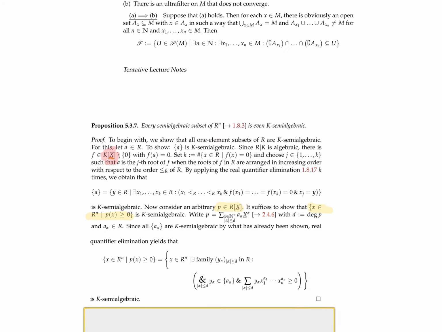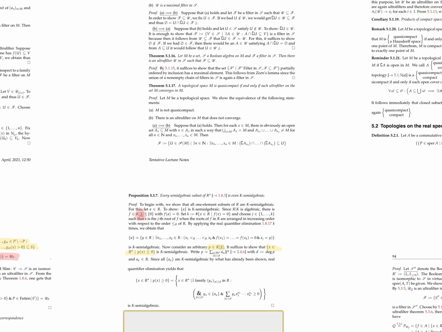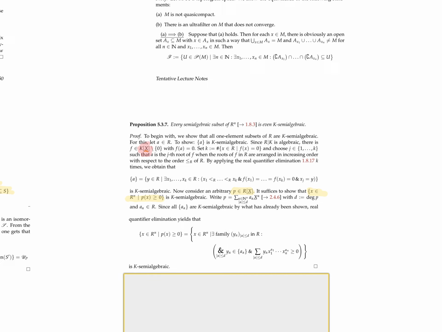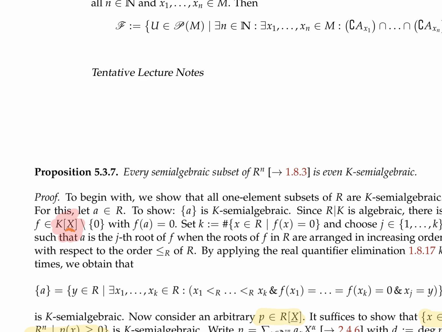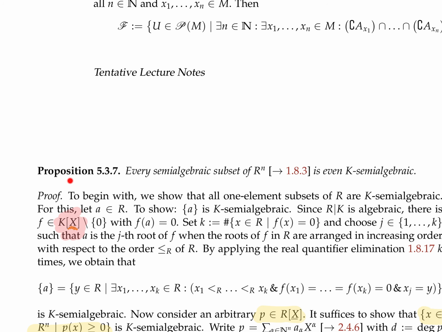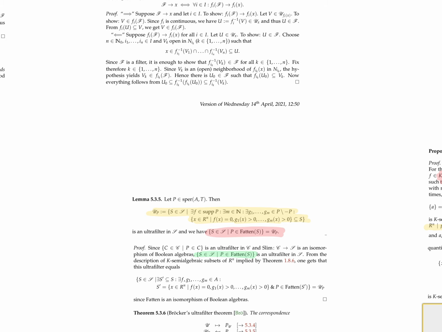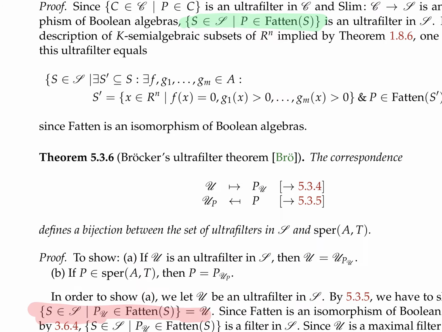Good, now let's apply this. What is the consequence of this proposition 537 if you look at real spectra, right? Because this says that the Boolean algebra of k-semialgebraic subsets of R^n is the Boolean algebra of semialgebraic subsets of R^n. It is really literally the same. And these things appear in Brecker's ultrafilter theorem.